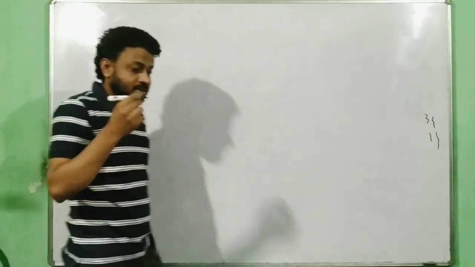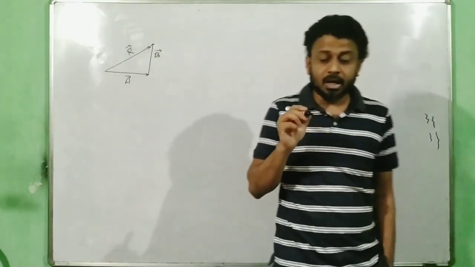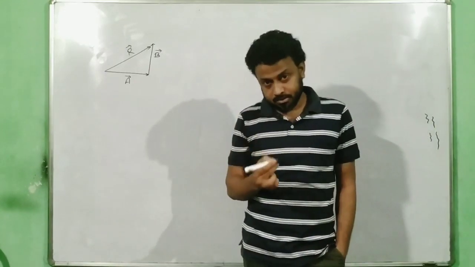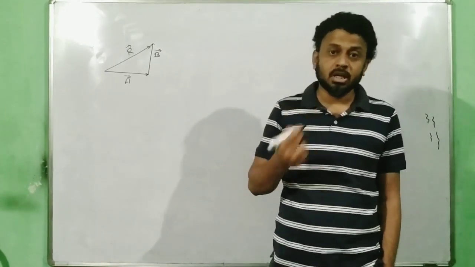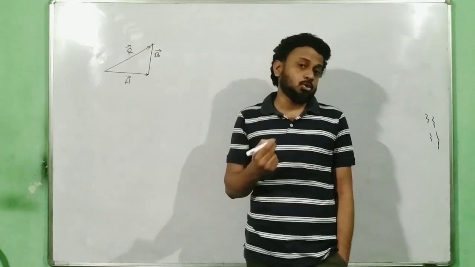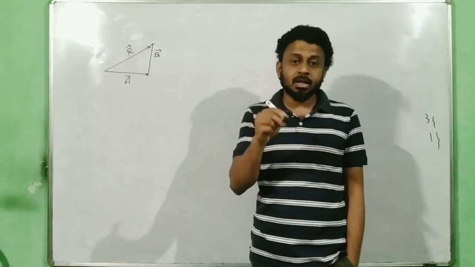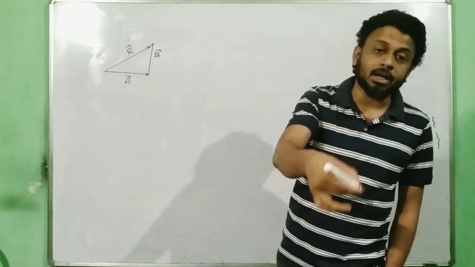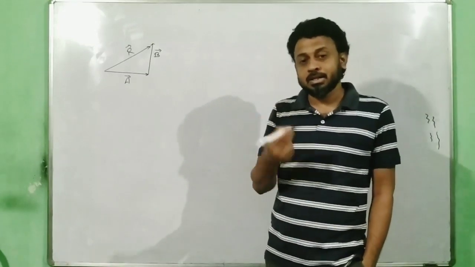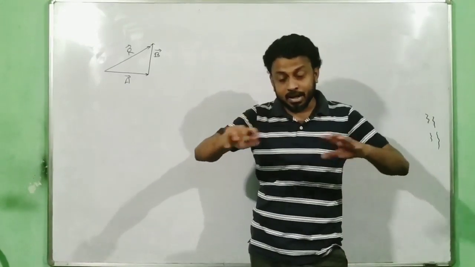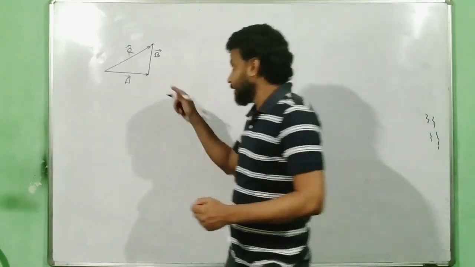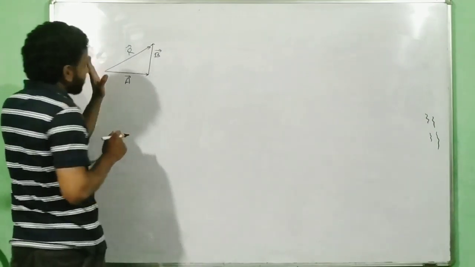Now what exactly is the resultant? A and B are the vectors which are acting. For example, if I consider A and B to be forces, then A and B are the actual forces being applied on a body. So what is the resultant? Resultant is not the actual force, it is the net of both. What does this diagram mean?